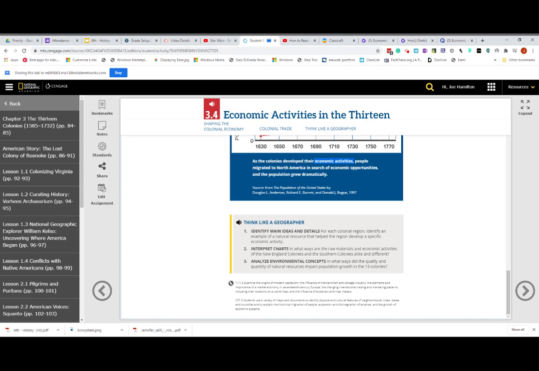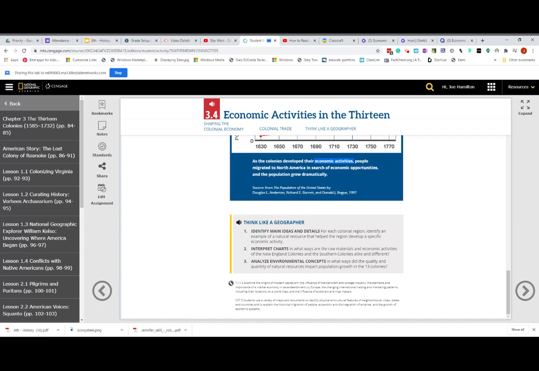Here's the other part. Before I start to read, I'm going to look at these questions. And it says, identify main idea and details. For each colonial region, identify an example of a natural resource that helped the region develop a specific economic activity. Okay, so I saw that in the chart. Interpret the chart. In what ways are the raw materials and economic activities of New England colonies and Southern colonies alike and different? Okay. That all I have to do is look at that chart to answer this question, not read the whole thing unless I need it.